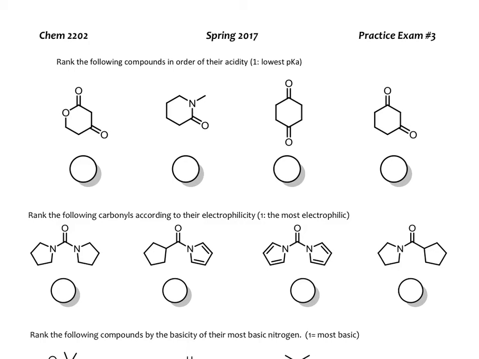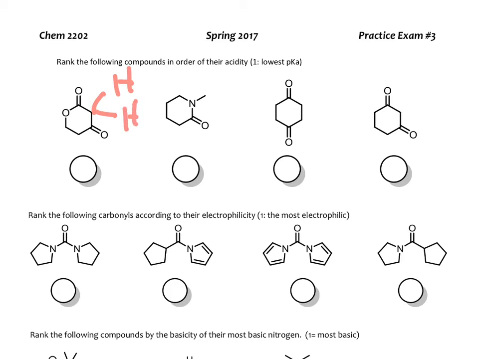Page 1 of practice exam 3 leads off with a ranking question. Rank the following compounds in order of their acidity, with 1 being the lowest pKa or the most acidic. You want to evaluate this based on the most acidic hydrogens. Here we have alpha hydrogens.